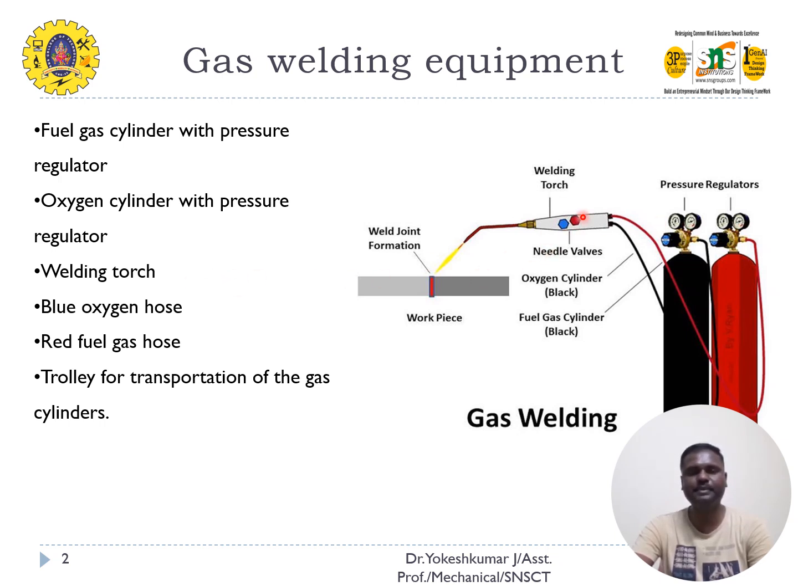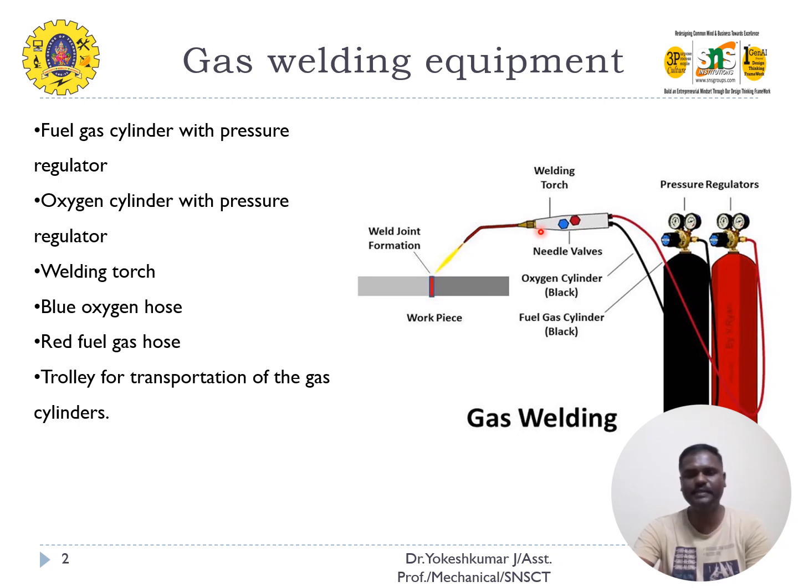And the next equipment is a welding torch, which is used to mix the two gases in definite proportions. For that, it is provided with a needle valve. This needle valve controls the flow rate, where these two gases are mixed in the welding torch. After mixing in a definite proportion, the gas is sent to the nozzle.